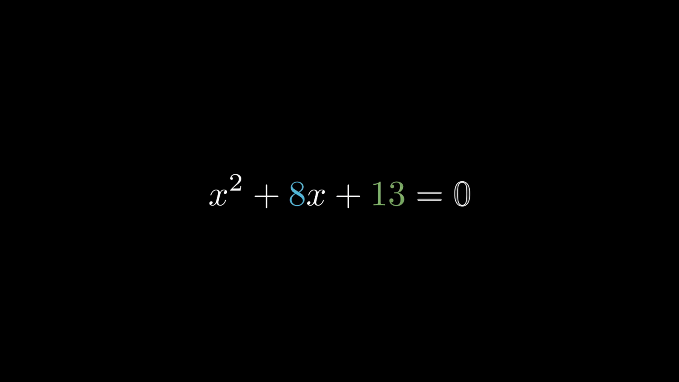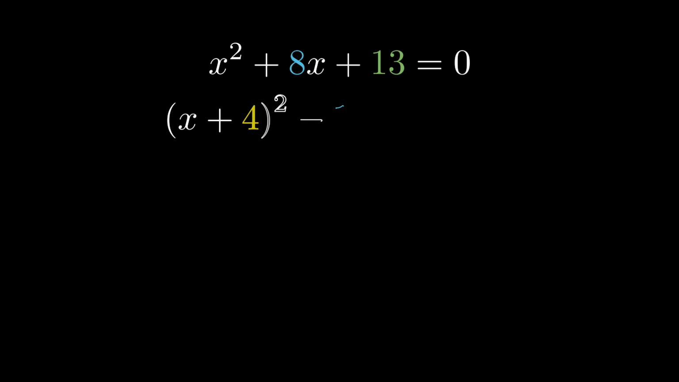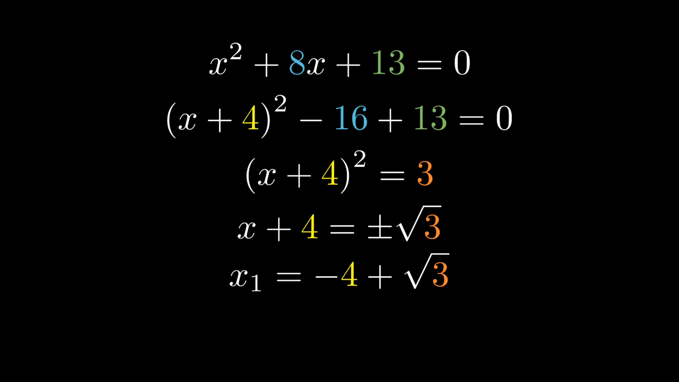Let's use actual numbers to make this easy to understand. You can't even factor this equation right away, and this is where completing the square really shines. We can write this equation as x plus 4 squared minus 16 plus 13 is equal to 0, and then this can be written as x plus 4 squared is equal to 3. We can then take the square root of 3, and we have plus or minus the square root of 3, and we rearrange to find the solutions for x.